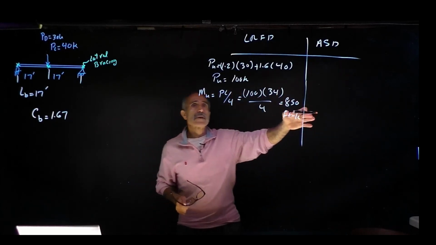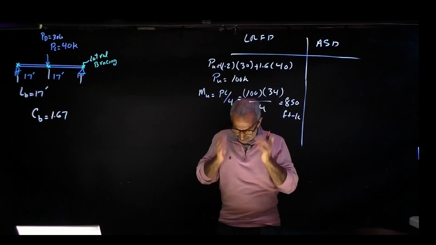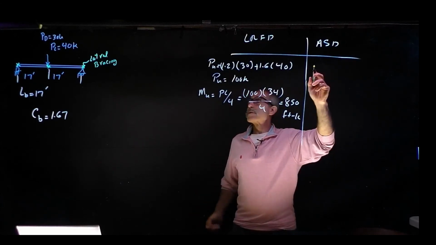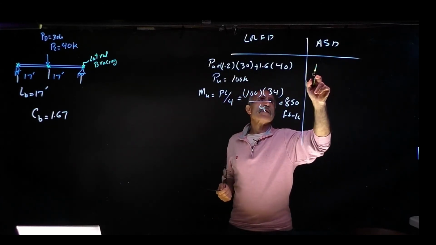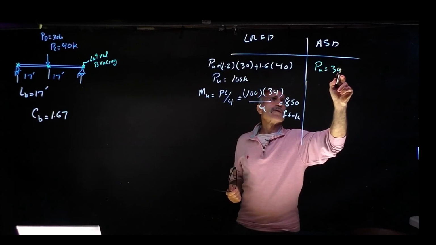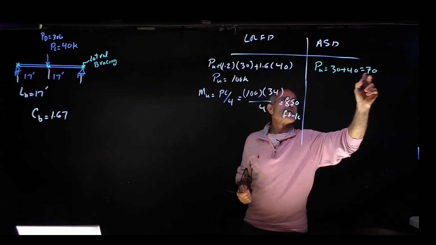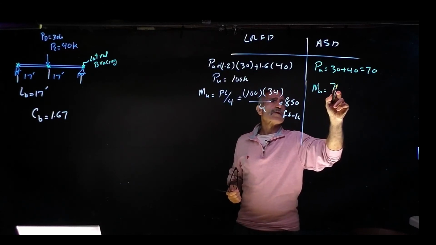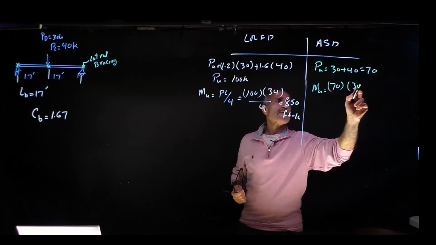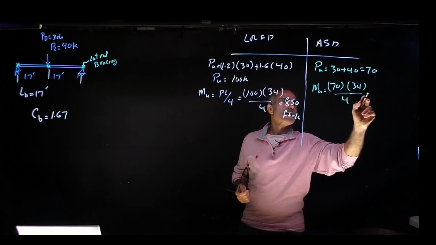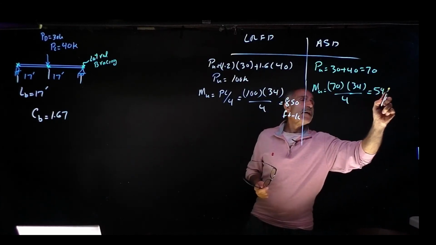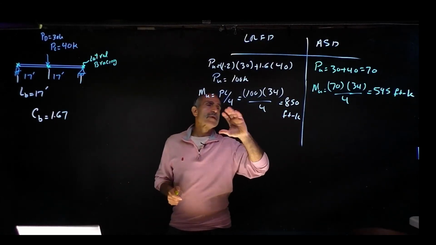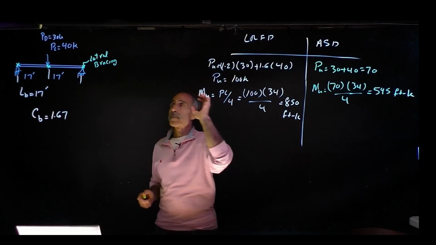So now we have that. We're going to do the same thing over here. It's going to be 30 plus 40. Pa is equal to 30 plus 40, that's 70. Ma comes out to PL over 4. So 70 times 34 divided by 4, and that comes out to 595 foot-kip. So now we have found our bending moment due to applied load.